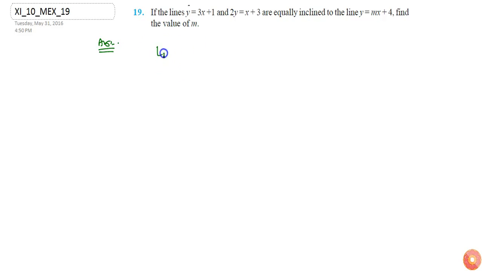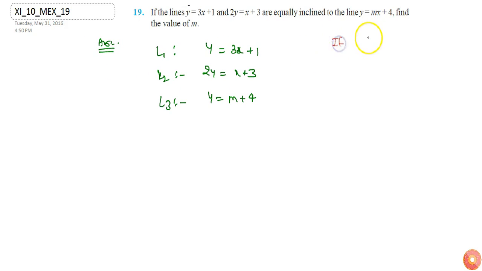Let's say line L1 is y equals 3x plus 1, L2 is 2y equals x plus 3, and L3 is y equals mx plus 4. So from here, if I compare with the standard equation of the line, which is y equals mx plus c, for each equation I can get the value of the slopes.